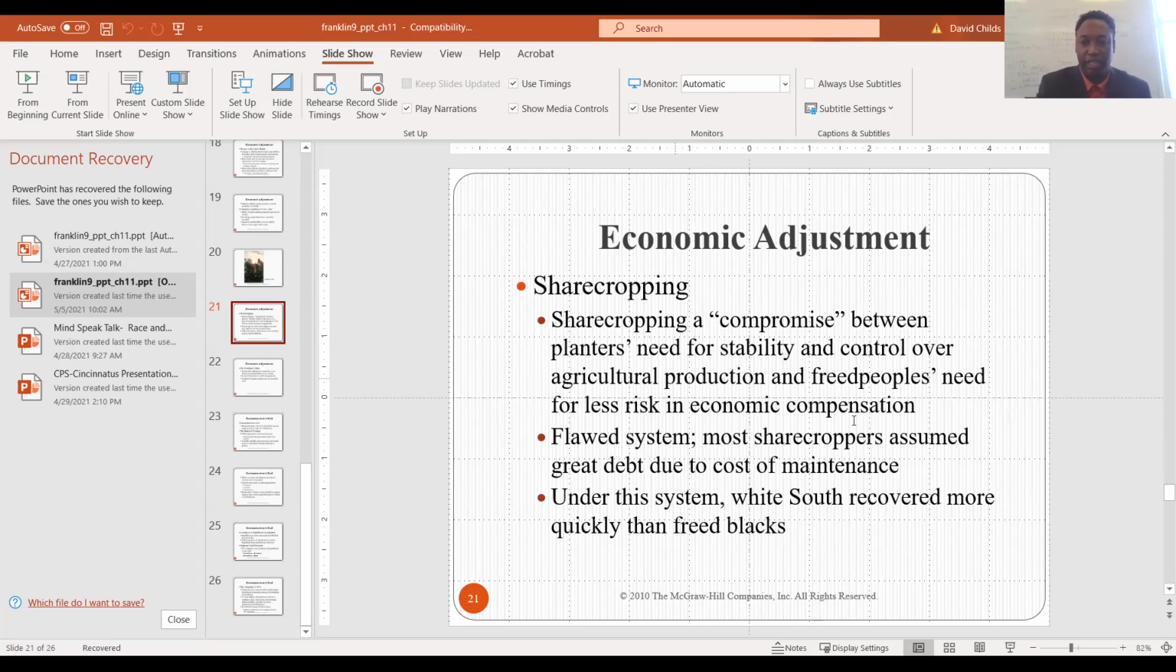Need for less risk and economic compensation. It was a flawed system. Most sharecroppers assumed great debt due to the cost of maintenance. That's what you just said. They got into a lot of debt. Under this system, the white South recovered more quickly than free Blacks.